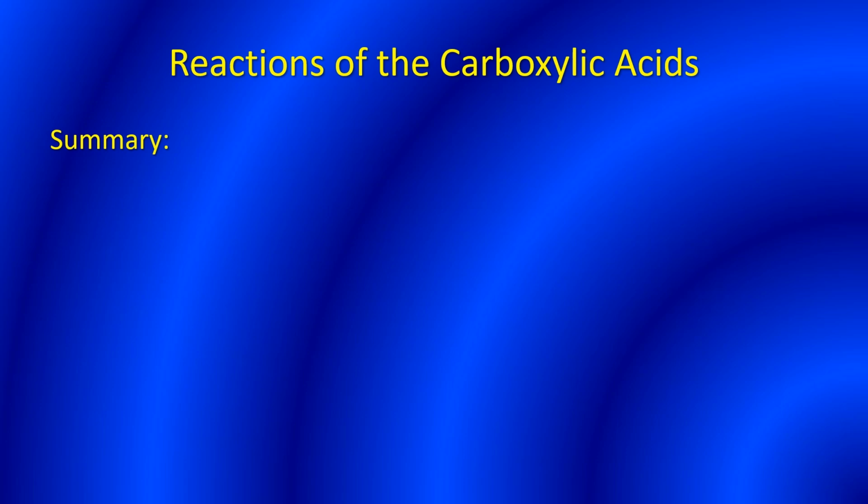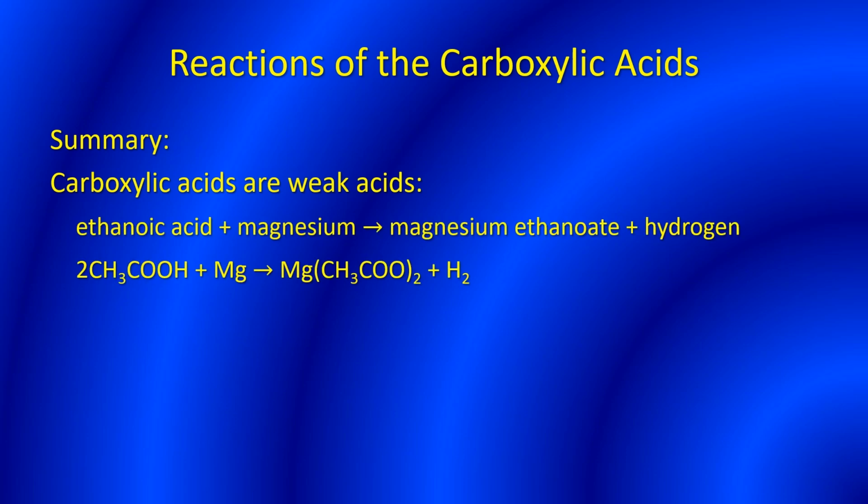Okay, so a summary of these reactions. First of all, carboxylic acids are weak acids, which means they react a little bit more slowly than strong acids like hydrochloric acid. Their pH is a little bit higher. Generally, carboxylic acids have a pH of about 4 as opposed to pH 1 for hydrochloric acid, sulfuric acid, etc. But they are acids, so they do normal acid reactions, such as react with relatively reactive metals like magnesium. And we have an acid plus magnesium produces salt plus hydrogen.